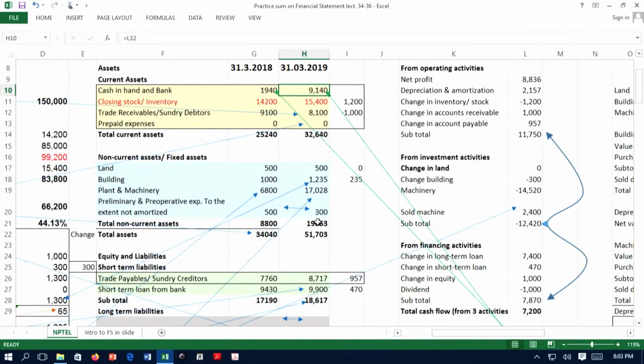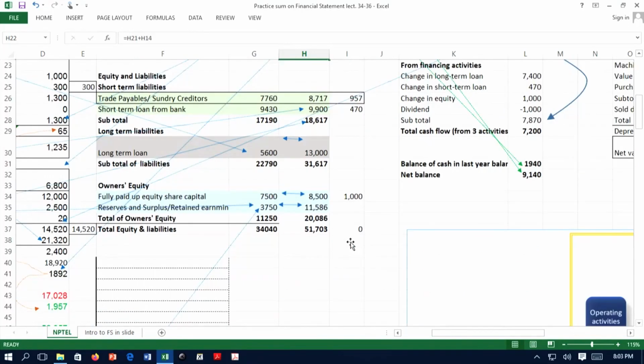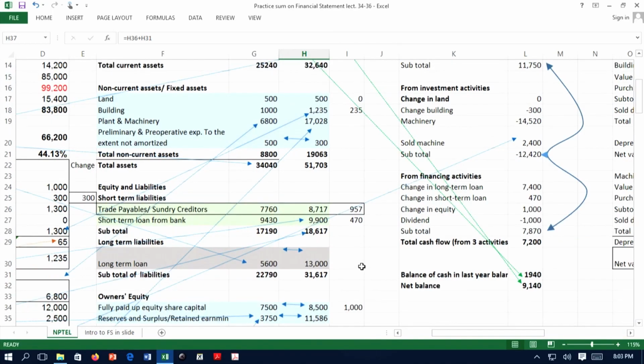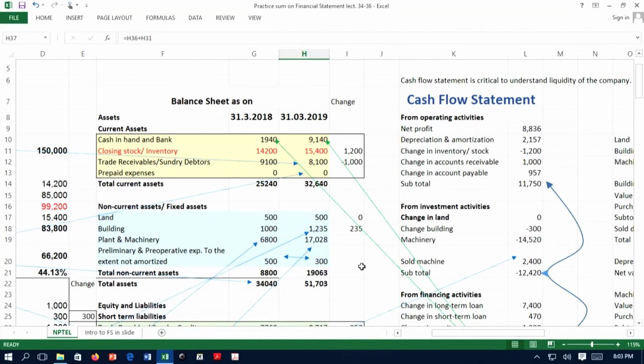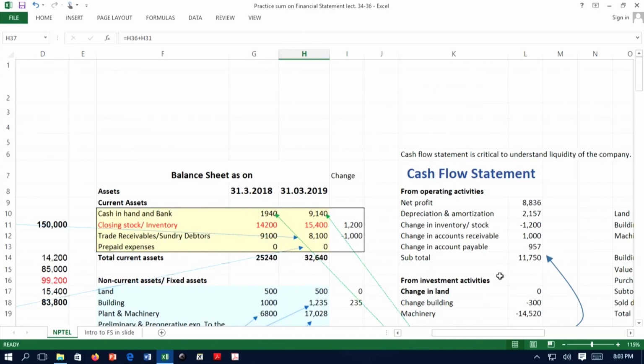So, we make a total of the asset side, which becomes 51,773, and we see that liability side also is equal to 51,703. That means asset side and liability side match exactly. That means the balance sheet has been balanced. That means we have not committed any mistake in preparing the balance sheet. So, that is what is cash flow, balance sheet and profit loss account.